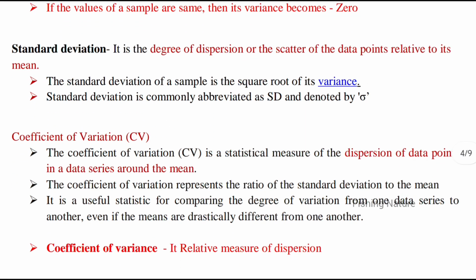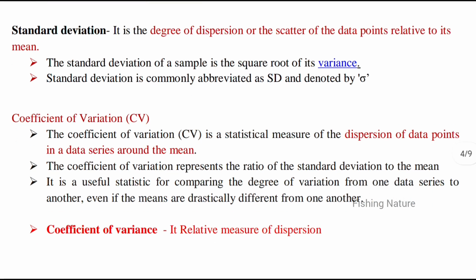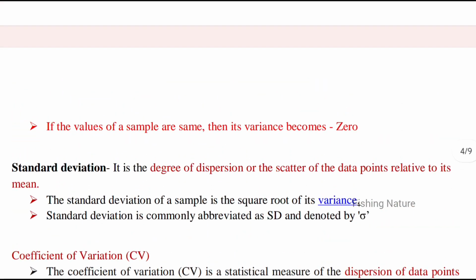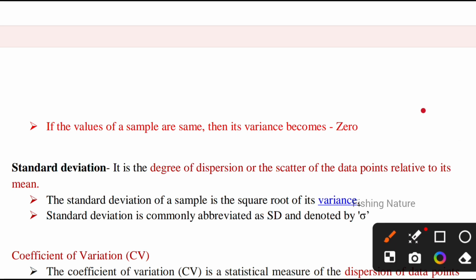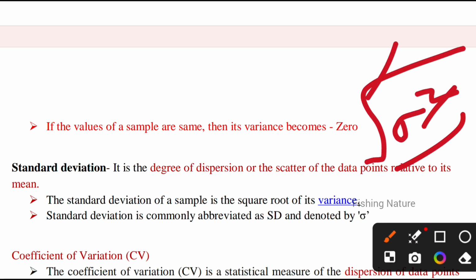Standard deviation is the degree of dispersion or the scatter of the data points relative to its mean. The standard deviation of a sample is the square root of variance. Standard deviation is commonly SD. It is sigma. Variance is sigma squared. Taking the square root, both cancel, and the standard deviation is sigma.